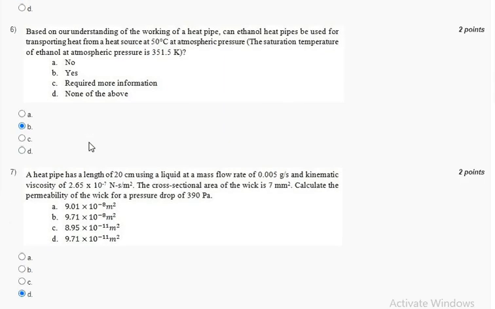Next question, based on our understanding of the working of heat pipe, can an ethanol heat pipe be used for transporting heat from a heat source at 50 degrees at atmospheric pressure? The answer is yes, because the saturation temperature of ethanol is higher than the source temperature. So yes, it can be used.